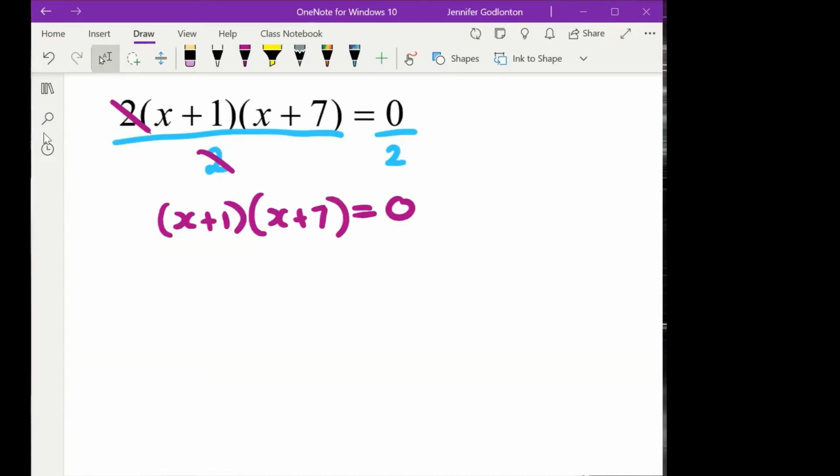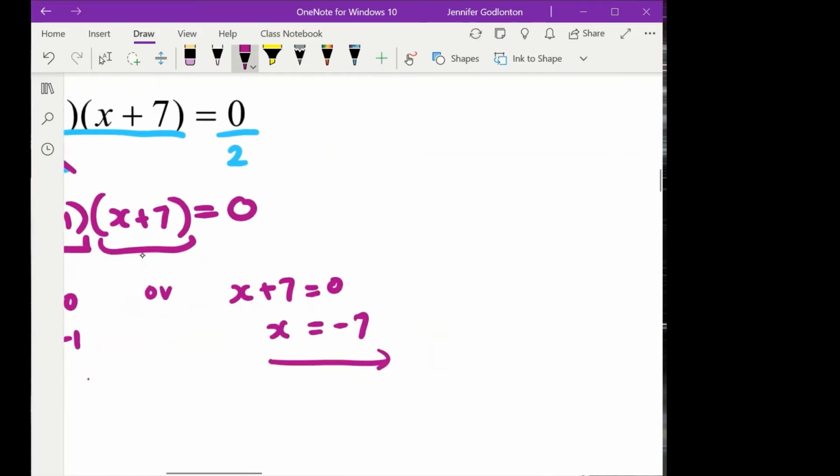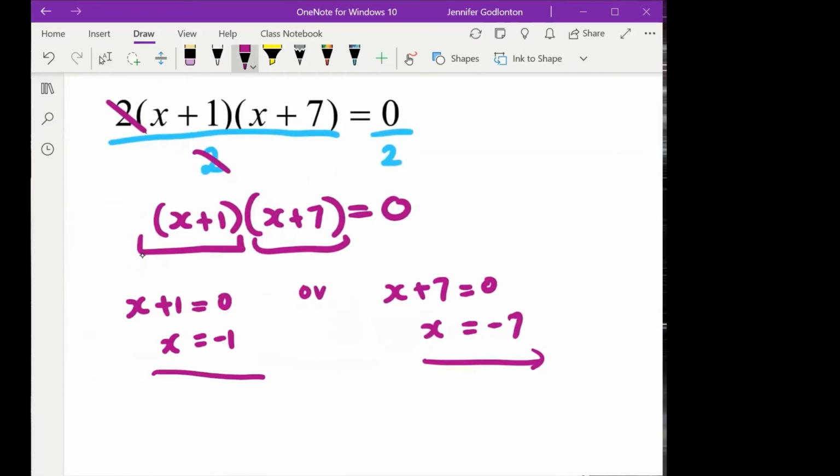Okay, so when we're working through this question, now that we're at this point over here, we're going to say, well, this bracket must be equal to 0, which means x would be -1, or this bracket is going to be equal to 0. So x plus 7 is going to be 0, which means x is going to be -7. Okay, so those would be our 2 answers in this situation.